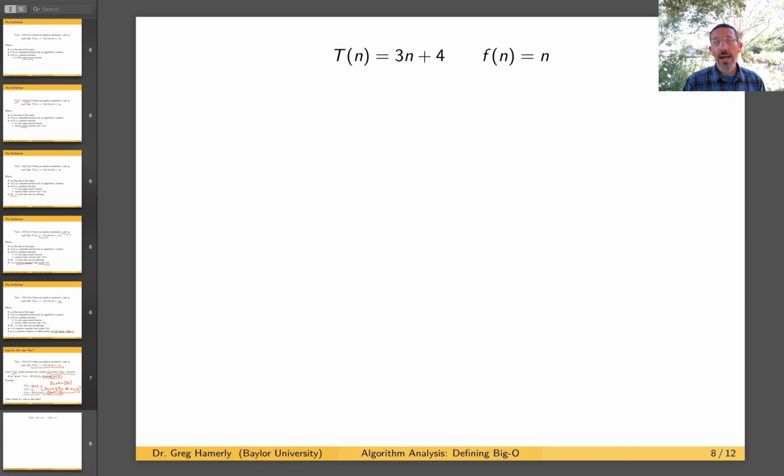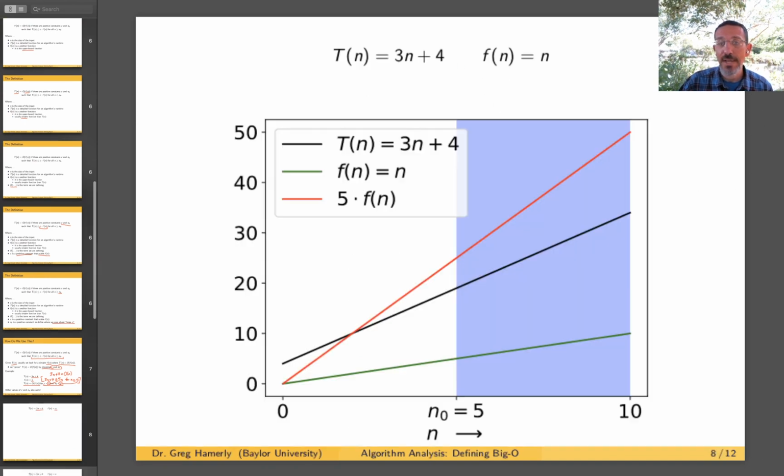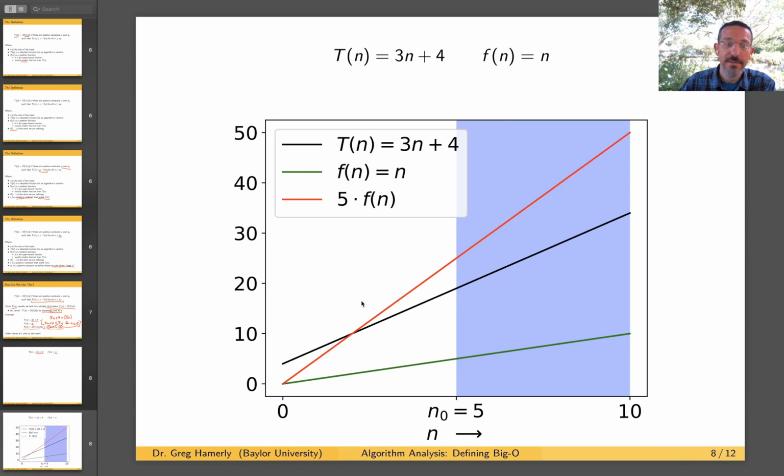Let's take a look at these exact functions and some other examples, and let's look at them graphically. Again, we have the same function. T of n is 3n plus 4, f of n is the simpler function of n. If we graph these, we can see that T of n is here in black. The green represents f of n, which clearly is not an upper bound for T of n.